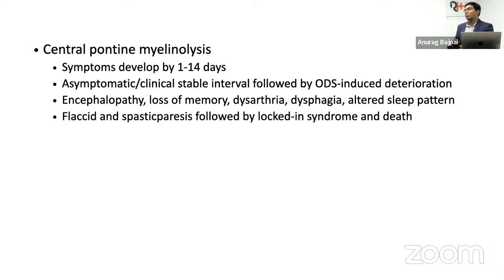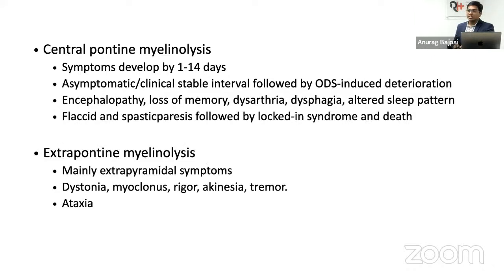But nowadays, because MRI is easily available, they found in the literature that there is also extrapontine association, which mainly affects extrapyramidal function, meaning movement and balance. In these patients we can find dystonia, myoclonus, rigidity, and atypical movements. And finally, it can cause ataxia.